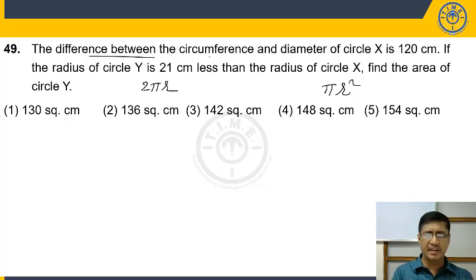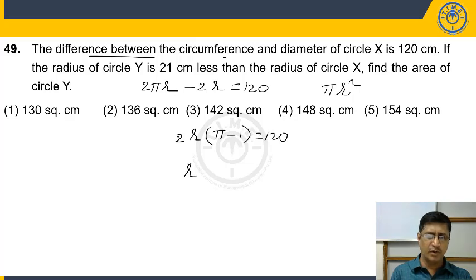The difference between the circumference of a circle and the diameter. Diameter is equal to how much? 2 pi r minus 2r, which is equal to 120. So here 2r is common. So what is left here? Pi minus 1 is equal to 120. What is the value of r? The value of pi is approximately 22/7. 22/7 minus 1 will give 15/7.